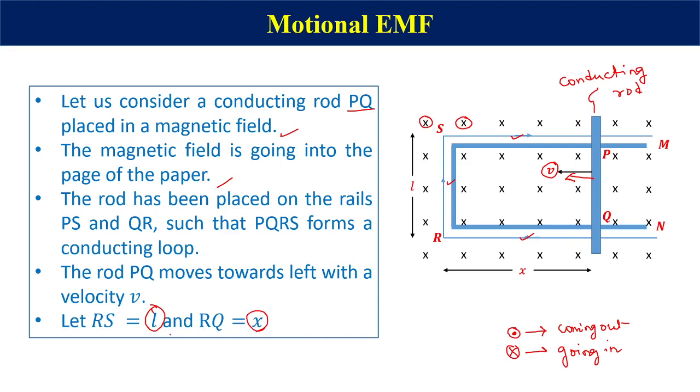By the way, L remains a constant because it is the breadth of this rectangular loop PQRS, and X is the distance between R and Q, which is a variable. Why is it a variable? Because as soon as the conductor PQ moves leftward, the distance X is reduced. So this is why it is a variable. I hope this diagram is clear from this slide.